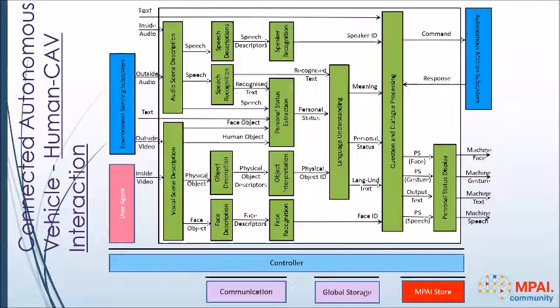One last example is the connected autonomous vehicle. This is the case when a human interacts with a vehicle. So you see a large number of AIMs here. One is the audio scene description, another the visual scene description. You see here a personal status extractor, and here you see language understanding, question and dialogue processing, and here we reuse this personal status display AIM.